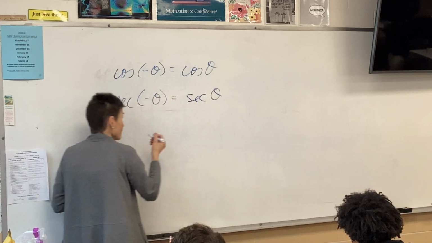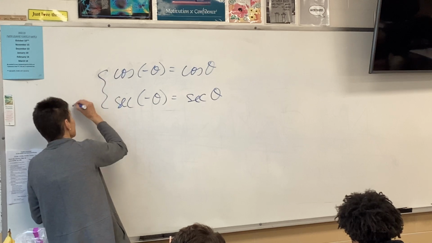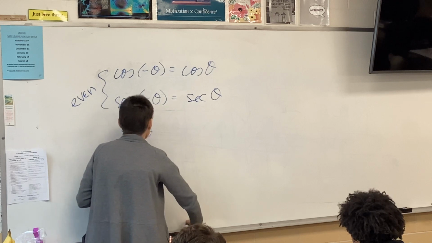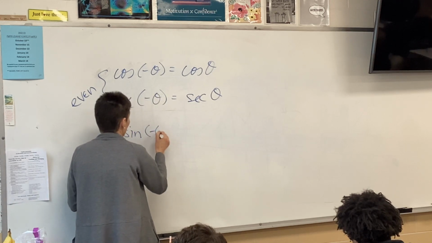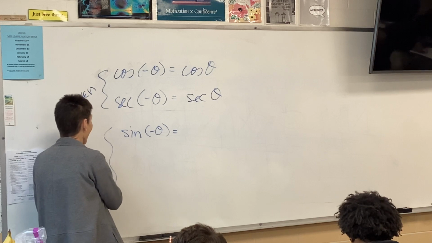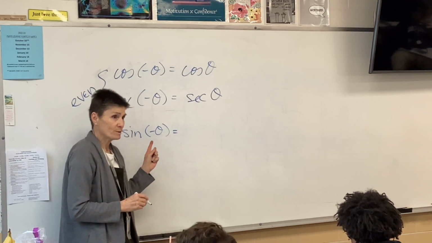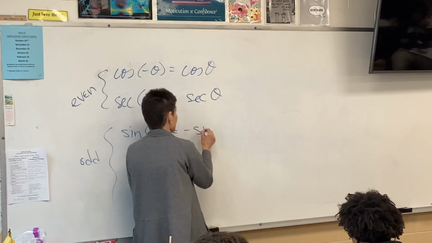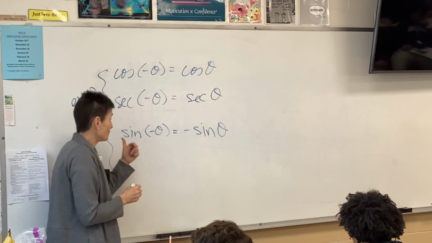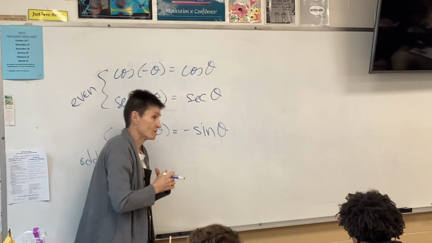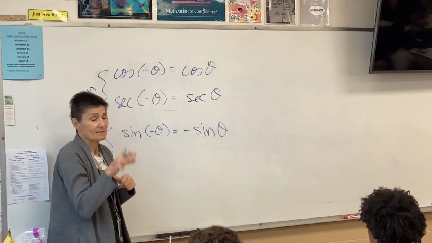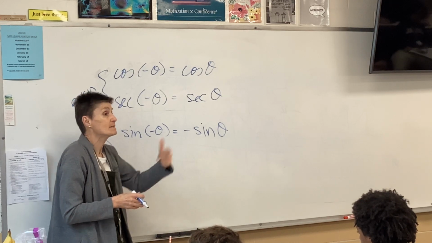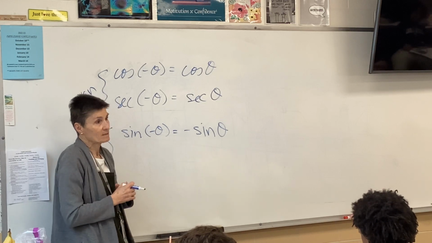Now, the other functions are odd. These guys are even. The other functions are odd. So what that means is, and I'm not going to write them all down, they're all written here for you, but what it means to be odd is that if you take the sine of a negative, it's going to change the output sign. So the sine of negative 30 will be the opposite of the sine of 30. Sine of 30 is 1/2. Sine of negative 30 is negative 1/2. That's what it means to be odd.